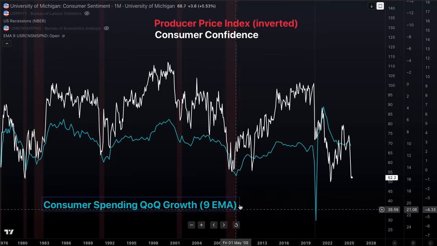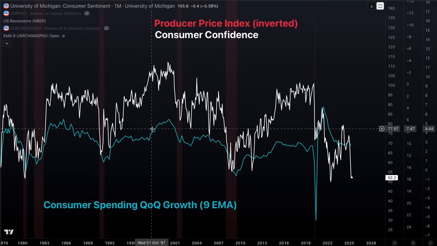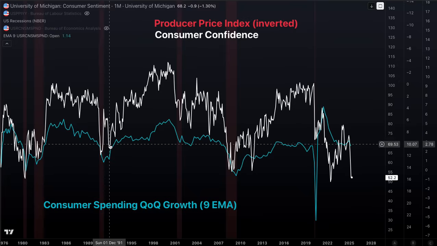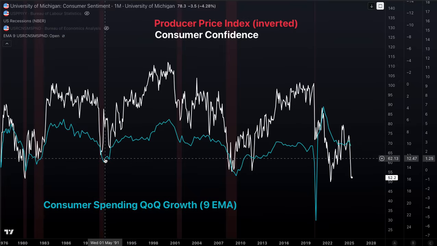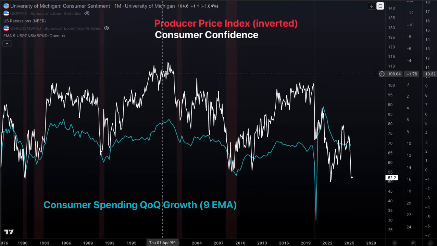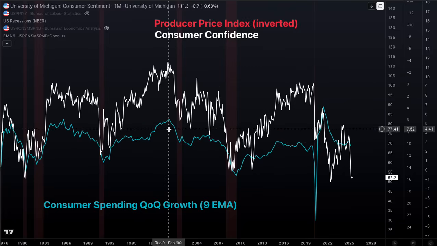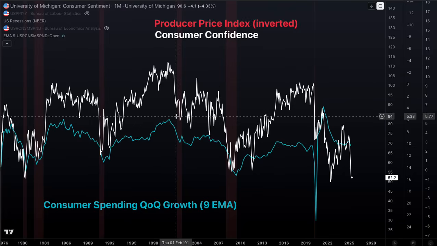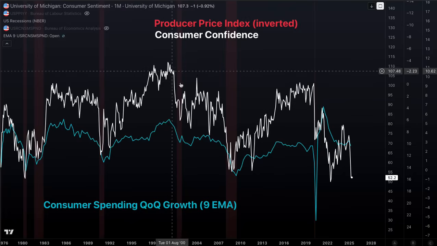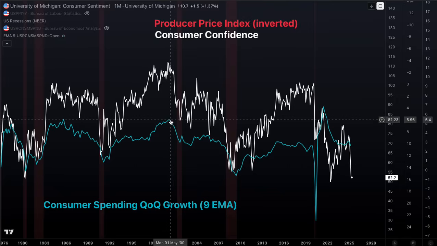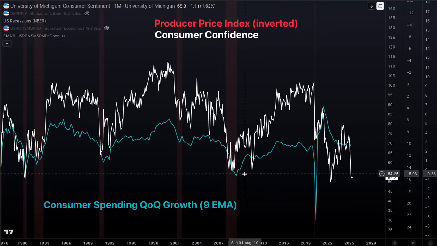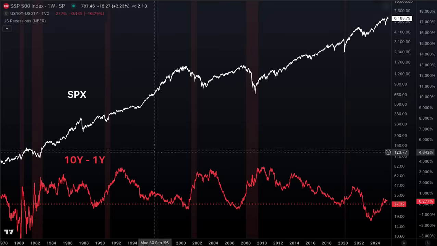I kind of smoothed it out with a 9 exponential moving average because it's a very noisy data set. And hopefully this correlation is even more clear. Consumer spending, as consumer confidence goes up, consumer spending also goes up. As consumer confidence falls, you can see that consumer spending slows down or even goes negative.